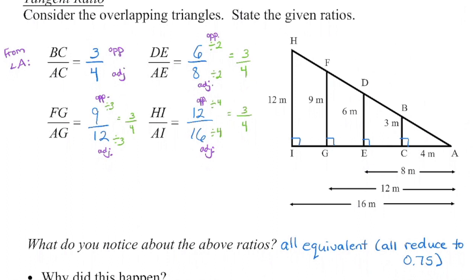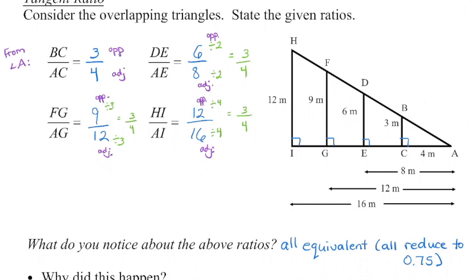Going back to my ratios that we started with here, remember that if we take a look from angle A, BC happens to be the side opposite. So if this is my reference angle, this is my side opposite in my smallest triangle. AC happens to be the side adjacent to angle A. In my second triangle, DE, again from angle A, if I use that as my reference angle, DE happens to be the opposite side. AE happens to be the adjacent side.